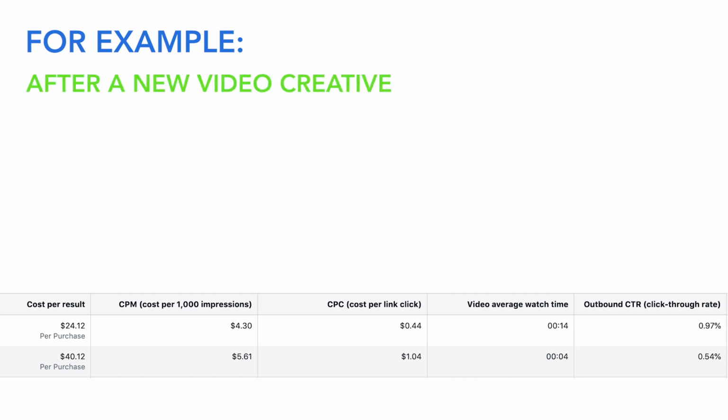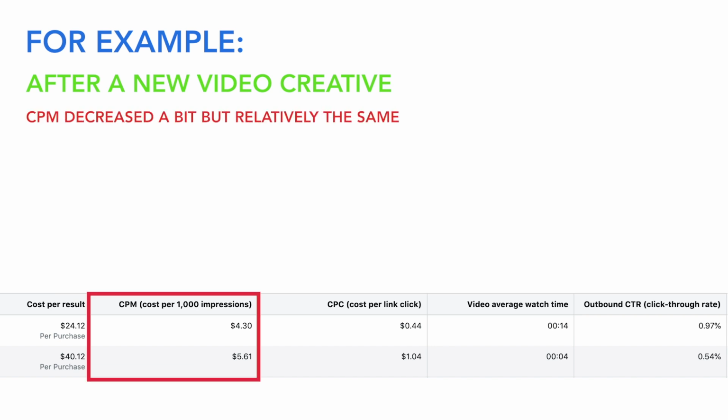So I made a new video ad with a better hook, some different copy, and ended up with the results you see on the top campaign. As you can see, CPM stayed relatively the same because I targeted the same audience with the same placements. The only reason it might have decreased a little bit is because people were more engaged with the ad, and Facebook charges less for ads that people engage with.